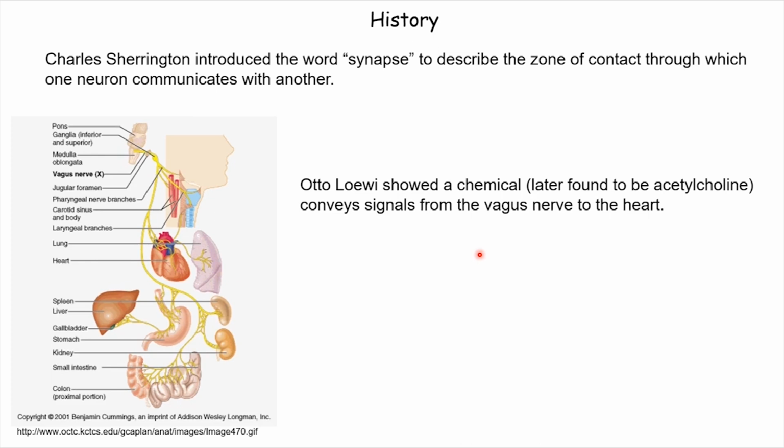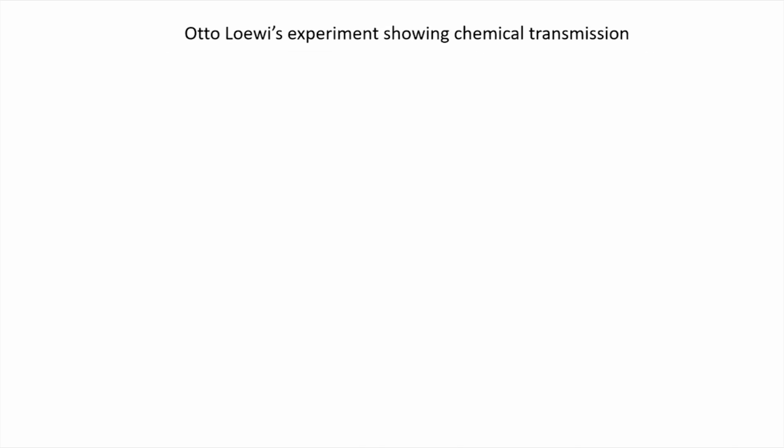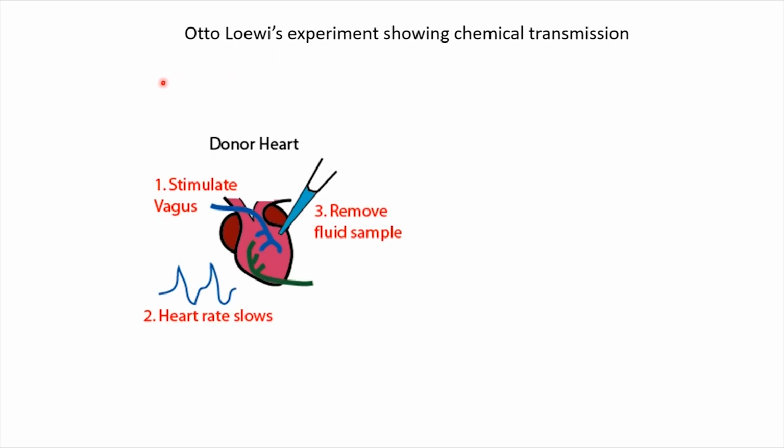So it is clear that the vagus nerve is controlling the heart, but what is the nature of this interaction between the motor neurons in the vagus nerve and the muscles of the heart? That was not clear. And he did a very clever experiment that showed that this interaction was in the form of a chemical. And at that time that chemical was not clear, so he just called it vagus stuff because it was coming out of the vagus nerve. But later it was found to be acetylcholine.